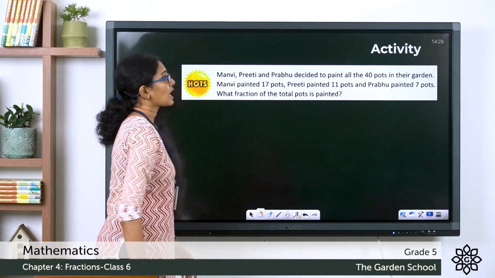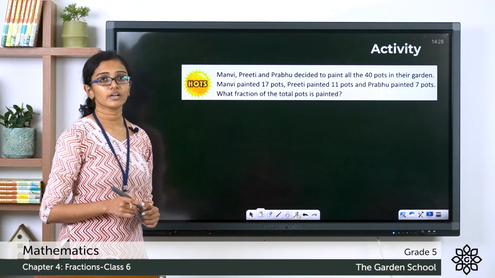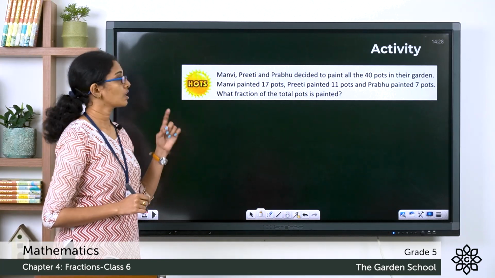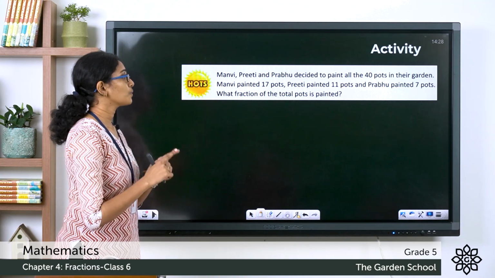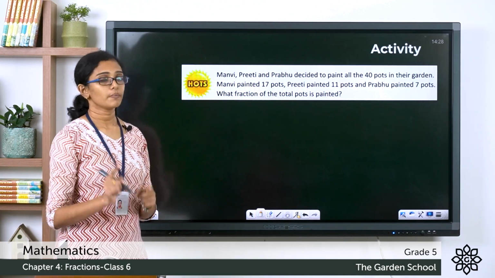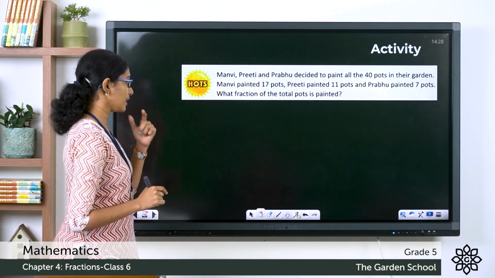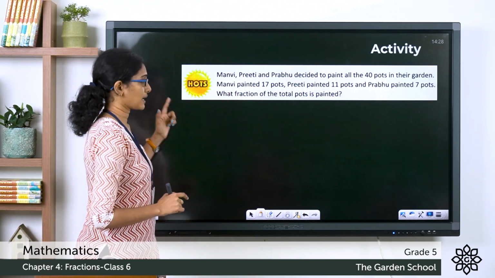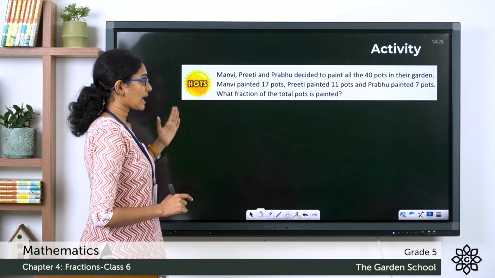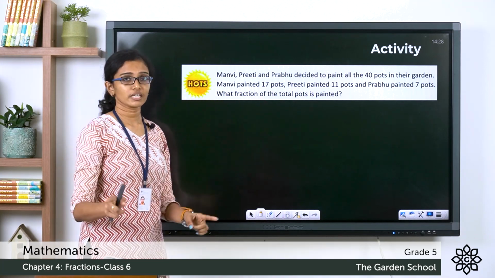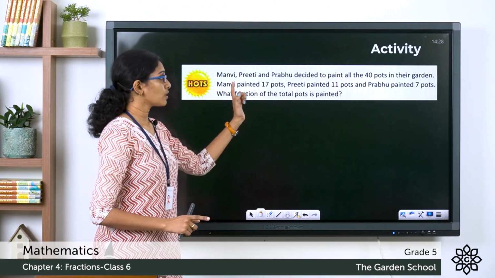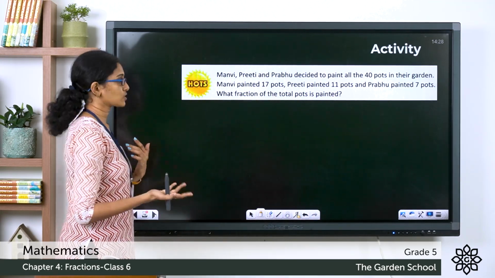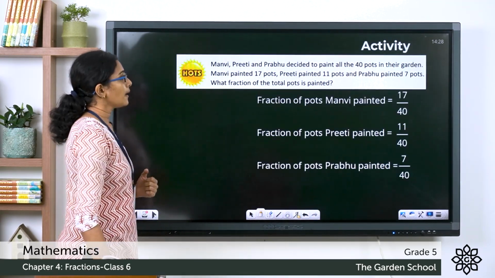Or it just means she painted 17 out of these 40 pots. Now, Preeti painted how many? Preeti painted 11 out of these 40 pots and Prabhu painted 7 out of these 40 pots. They're asked to find out what is the fraction of the total pots painted. How can you do that? You can either find the fraction of pots painted by each of them first and then add all the fractions, or you can just add the total number of pots painted and write the sum as a fraction. So we'll see the steps here.